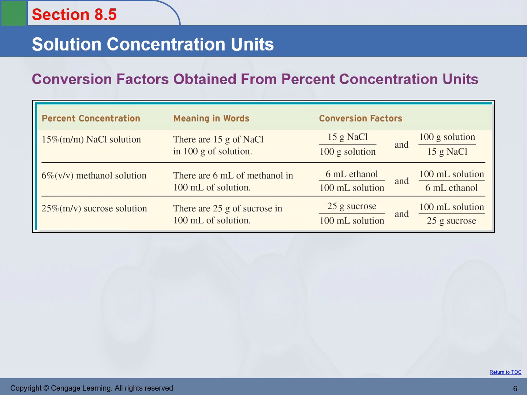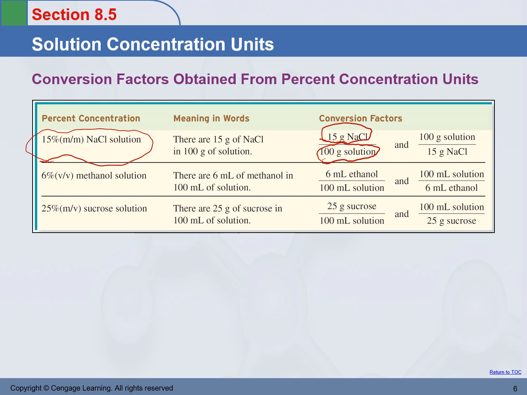All right. Concentrations, all concentrations, are conversion factors. Let's focus on the percent by mass. If a concentration given is 15% of a sodium chloride solution, that means in every 100 grams of solution, there are 15 grams of solute.